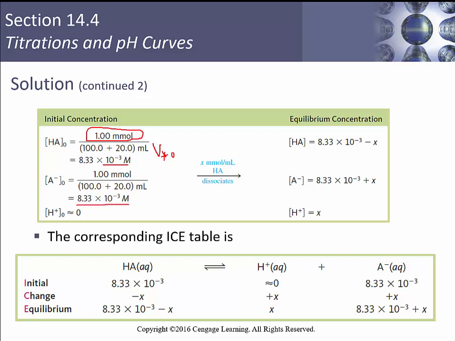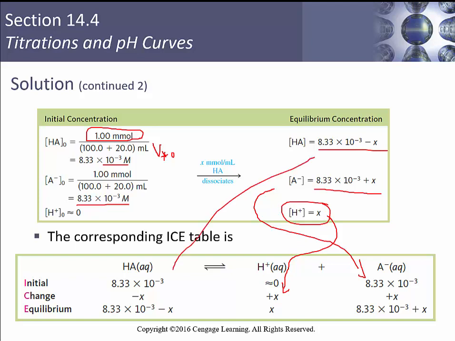conjugate weak base. So our equilibrium concentrations are that we've got 8.33 times 10 to the minus third minus x and plus x. And our H plus concentration is x. We're going to plug that into our ice table. We've got our A minus, we've got our x, and we've got our HA concentrations.